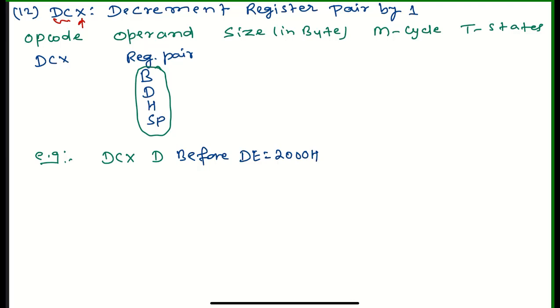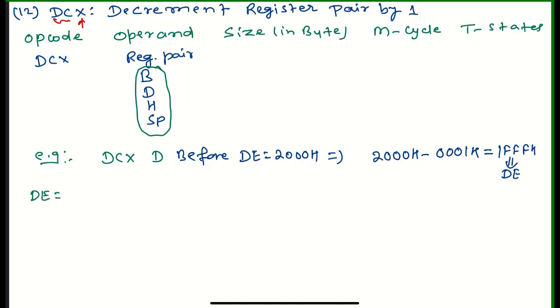So now what will happen? We need to decrement this 2000H by 1, and then where should this result be stored? This value will become 1FFFH, and this should be stored into the DE register pair itself. So how will it happen? First of all, we will take the DE register pair content here.